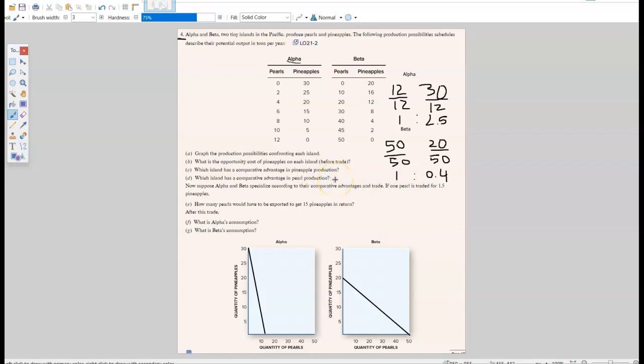So we're going to have a question like this on the final exam. I want you to figure out the comparative advantage for two countries when you see a production possibilities curve like this, and you just solve it the way I showed it to you right here. Hopefully this helps.